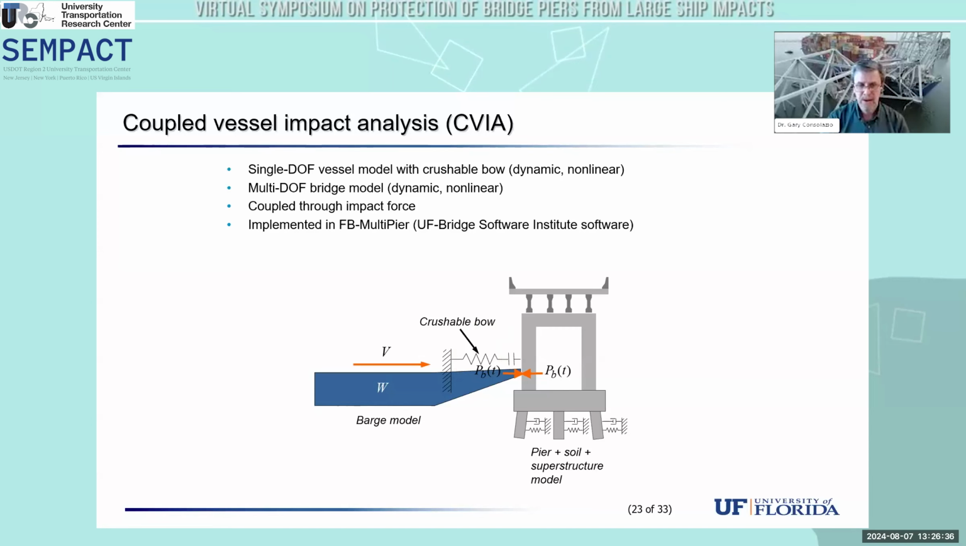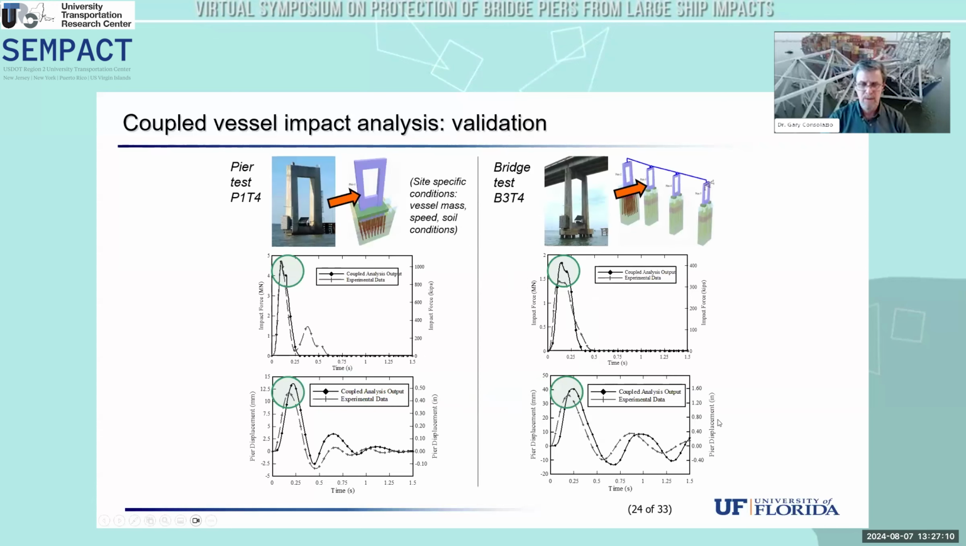We then couple that to a multi-degree of freedom representation of the pier. So that can represent the stiffness characteristics of the pier, the mass characteristics, the soil conditions, and so forth. And then the analysis is performed in a dynamic mode in which we actually calculate the impact force as part of the analysis results. So we don't pre-calculate the impact load. It's calculated as an outcome of this process. And we implemented this in the FB-MultiPier software, which is distributed by the Bridge Software Institute a number of years ago, and it's been available for some time.